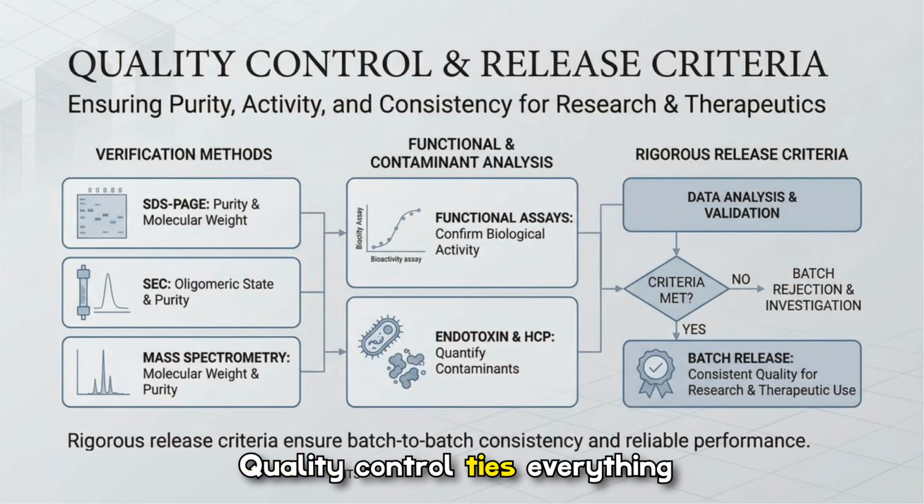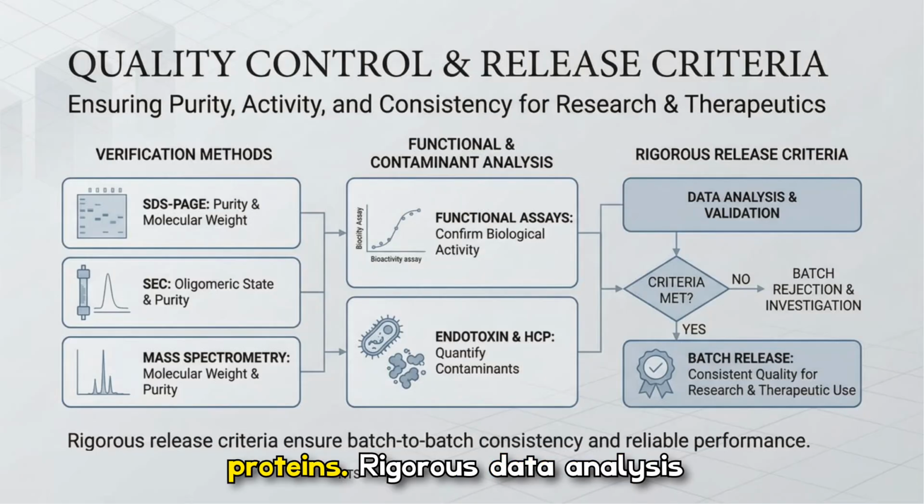Quality control ties everything together by verifying purity and consistency with orthogonal methods like SDS-PAGE, SEC, and mass spectrometry, then confirming biological activity through functional assays and quantifying contaminants such as endotoxin and host cell proteins. Rigorous data analysis and release criteria decide whether a batch is released or rejected, ensuring reproducible performance and confidence for downstream use.